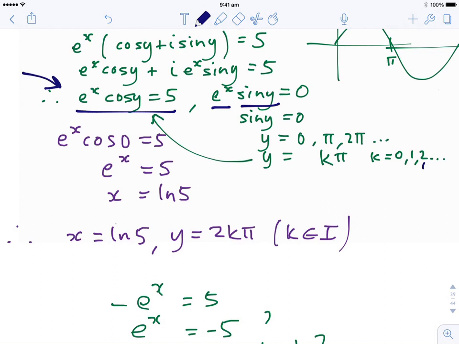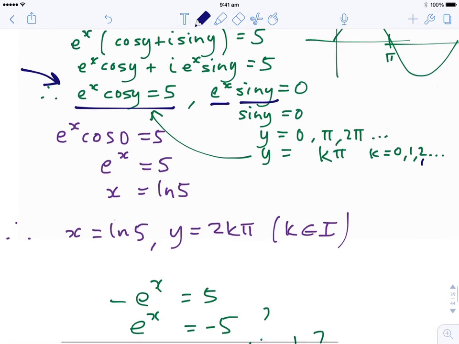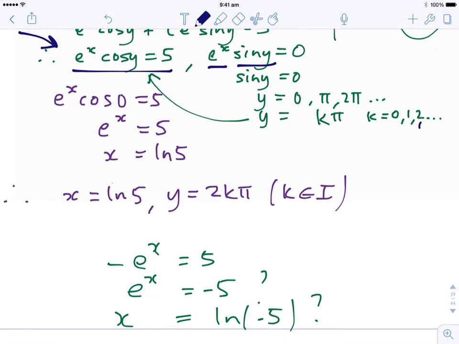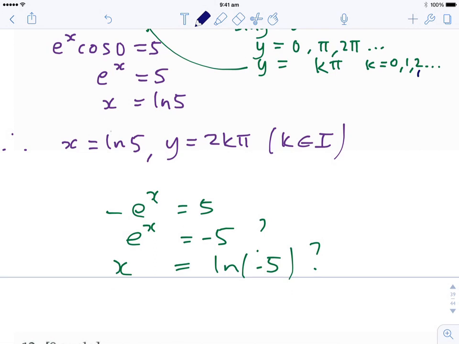And in fact, if you put any of those different values of y into there, for example, pi, you're going to get a slightly different solution. So let's look at that. If we had y equal to pi, we would get this. When y is equal to pi, cos of pi is negative 1. The cos of 180 degrees is negative 1. So then we get negative e to the x equals 5, or e to the x equals negative 5. Take ln of both sides and we get something that does not make sense.